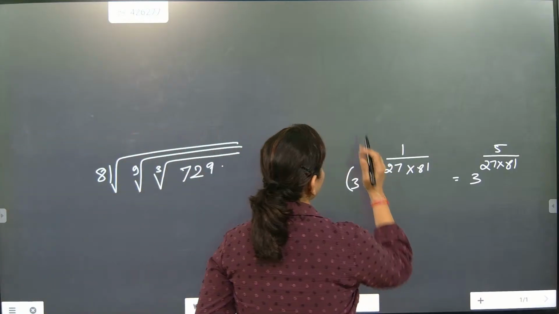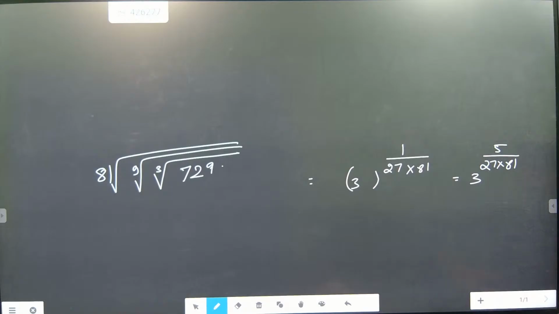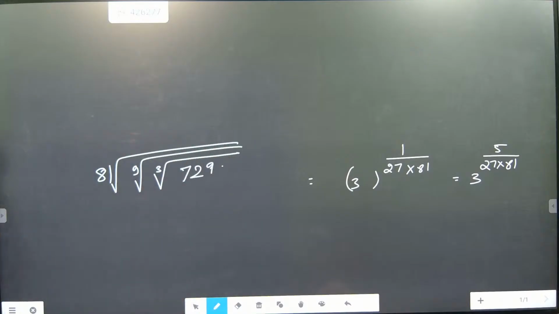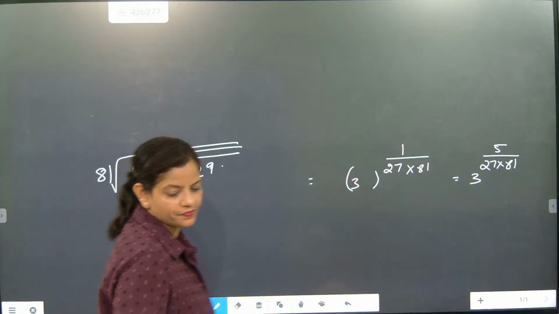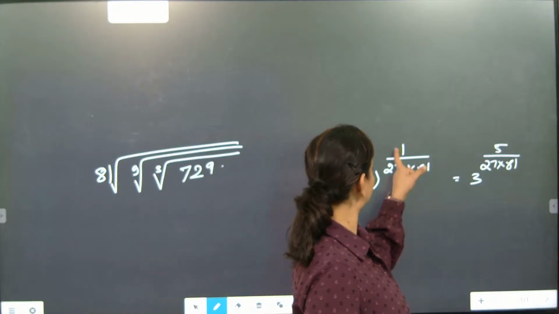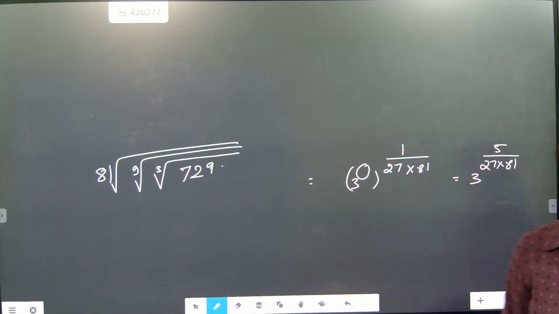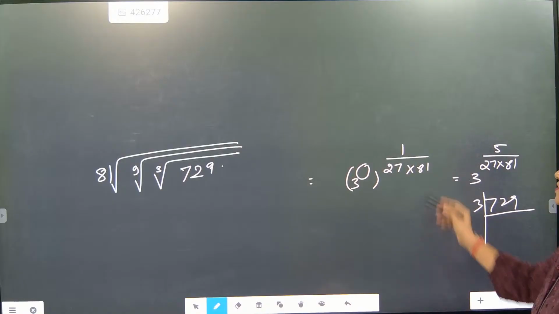More than 3 to the power 5. Check. Check, ma'am. What should be here? Tell me. 7 to 9. 7 to 9, ma'am. What should be there? 3 to the power 6.